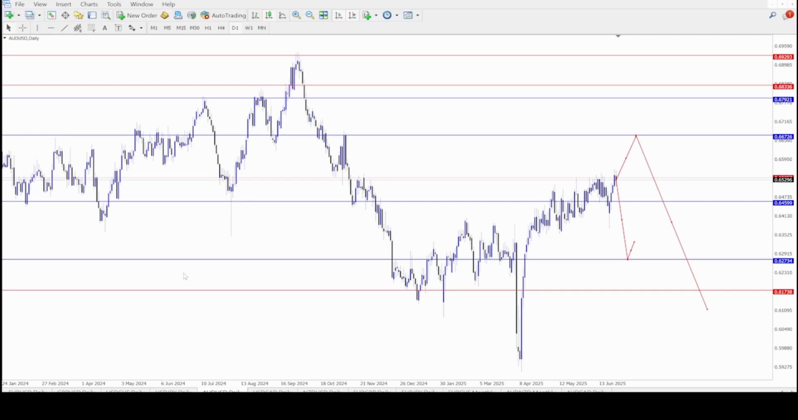So please don't forget this. Do not take any of these scenarios if they do not meet your own personal trading confirmation. Do not enter or take any trade if they do not meet your own personal trading confirmation. So that is what I want to add.